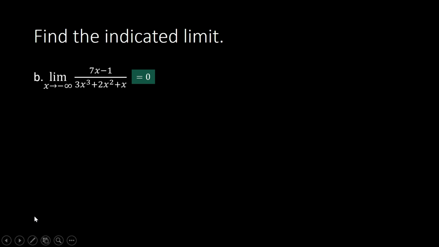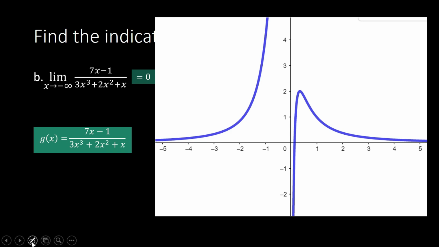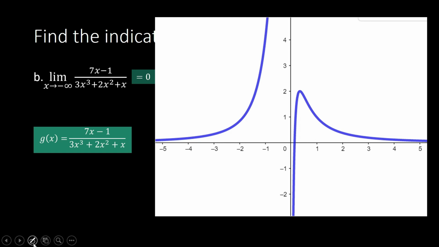As far as the graph of our function is concerned, what does it tell us? So let us show the graph. So this is the graph of our function. G of x is equal to 7x minus 1 divided by 3x cubed plus 2x squared plus x. And what does our function do as x approaches negative infinity? So as x approaches negative infinity, our function approaches 0.